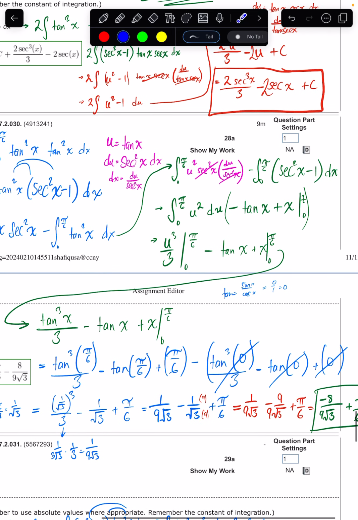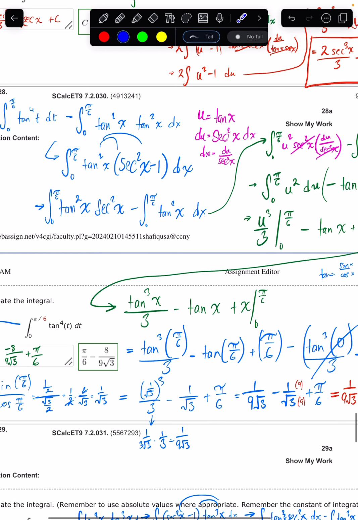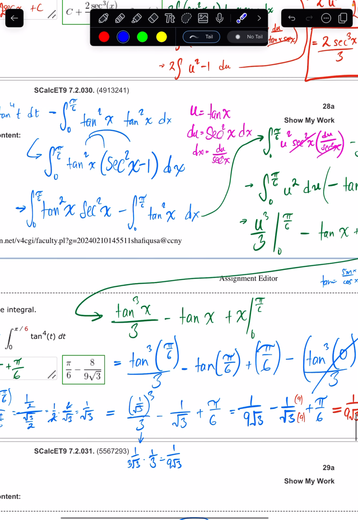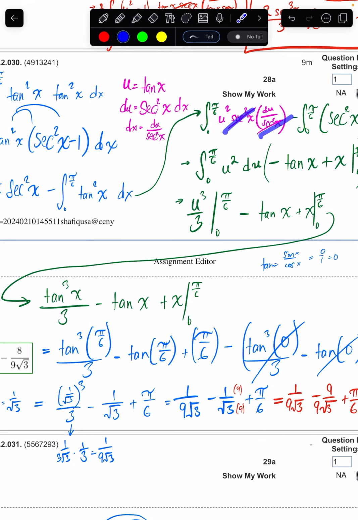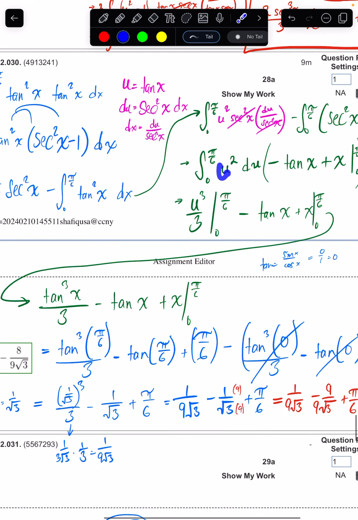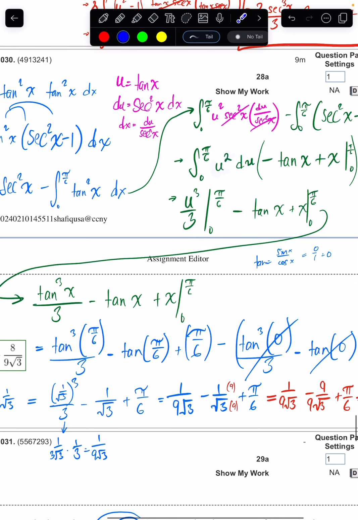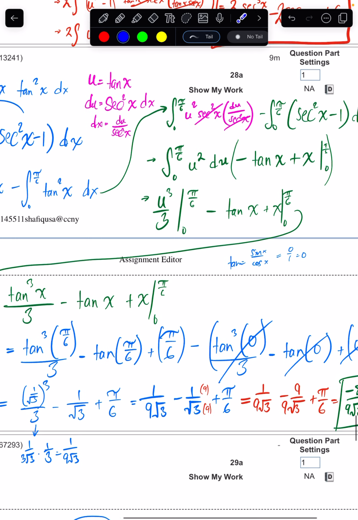Yeah, our u value is tan because we know the derivative of tan is secant squared, right? So we can get rid of the secant squared here. Well, there should be a dx here, my apologies. So that's why when we plug in for dx here, du over secant squared, this secant squared crosses out, and you're just left with u squared, which is tan squared, right? And the integration of u squared is just u cubed over 3.